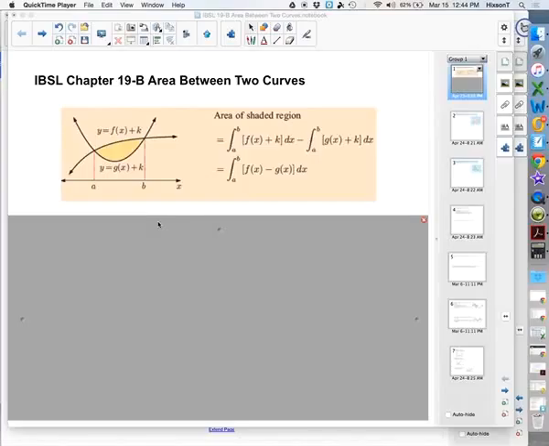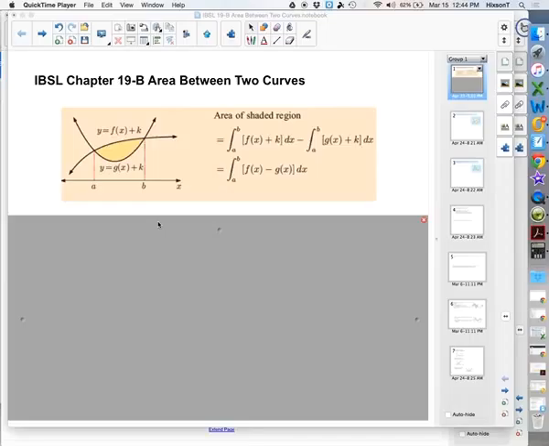We've looked at the area under a curve. That's what we just did in section A. But now we want to look at kind of an extension of that idea and find the area between two curves. Okay? This is kind of an interesting concept here.